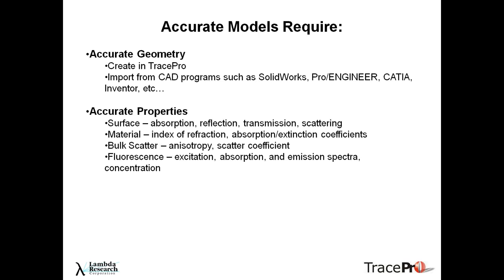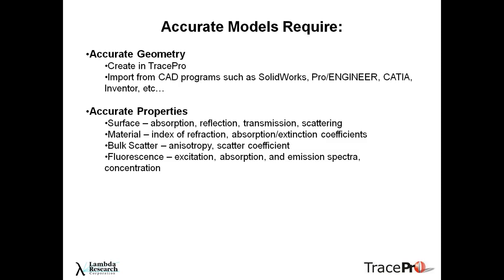But we also need accurate properties. Now these could be surface properties, defining absorption, reflection, transmission, scattering. Material properties where we're looking at the index of refraction and the absorption extinction coefficients. We could also add in bulk scatter, and then we're going to be defining the anisotropy, so the likely direction of scatter, as well as the scatter coefficient, which is basically related to the mean free path. How far does a ray travel before it's scattered?